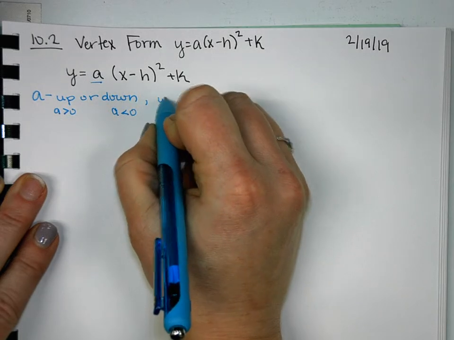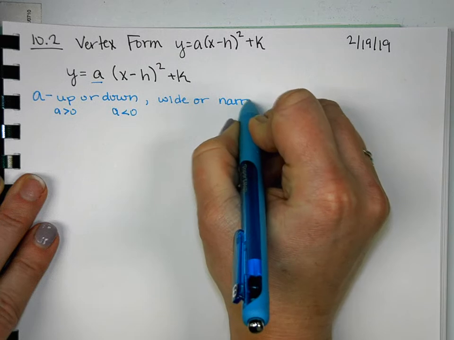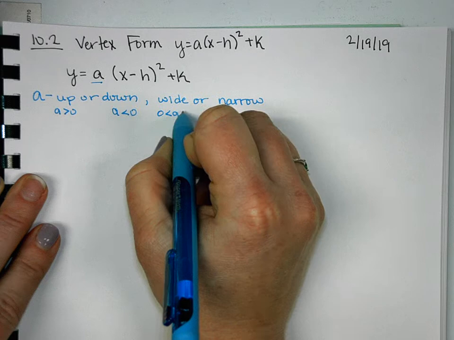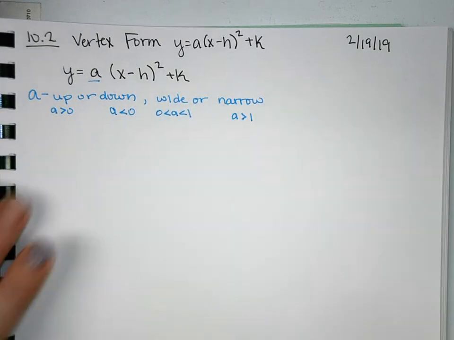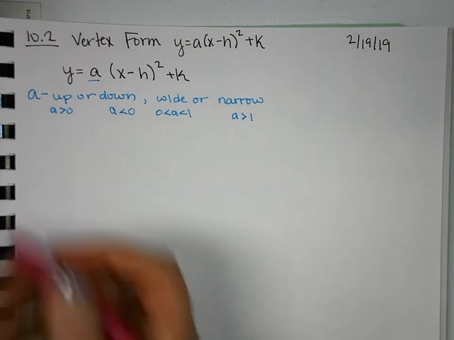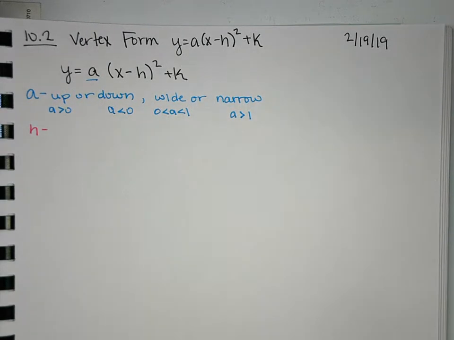It also still tells us if it's wide or narrow. So it's wider if A is a fraction between 0 and 1. It gets more narrow if A is bigger than 1. Okay, so this is exactly the same as standard form. Nothing different. Okay, we're going to go to H next.